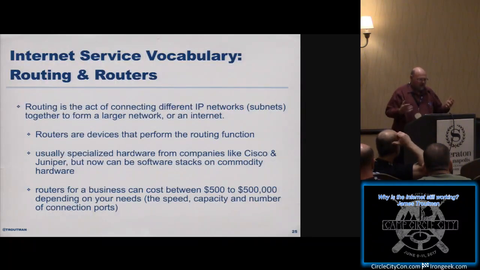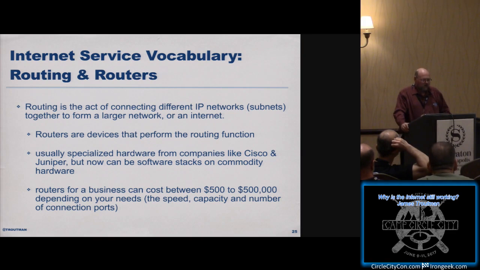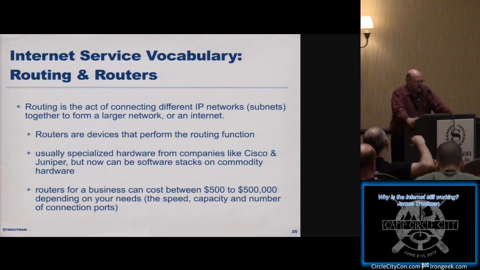All right, so you have IP addresses. What do you do with your addresses? Well, they have to be routed. And routing is just the act of connecting different IP subnets together to form a larger network or an internet, or the internet. And the routers are the devices that do that. Typically, you'd buy them from companies like Cisco or Juniper. These days, you can run software stacks on commodity hardware. There's all sorts of open source BGP implementations. Some of them are quite good.